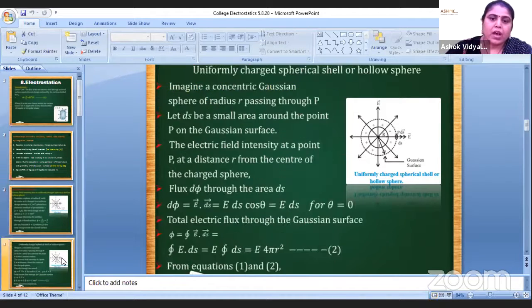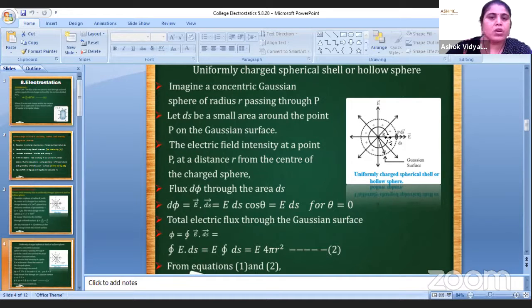Next, we are going to move towards obtaining the equation B, and then the next step is to equate these two equations: the equation A which we obtained with the help of the Gauss theorem, and the equation B which we obtain considering the spherical symmetry of this surface. Okay, imagine a concentric Gaussian surface of radius r passing through P. Now we have to consider this surface.